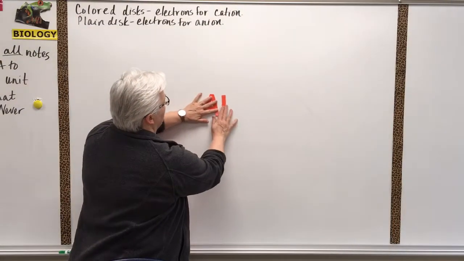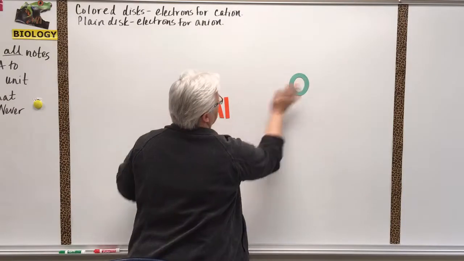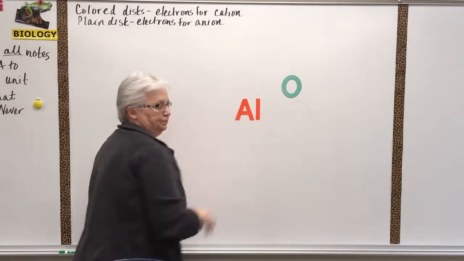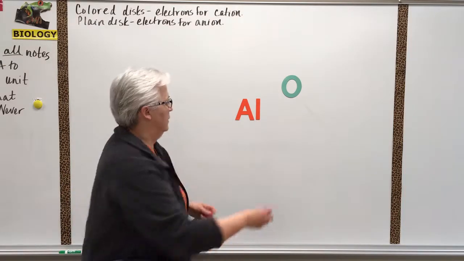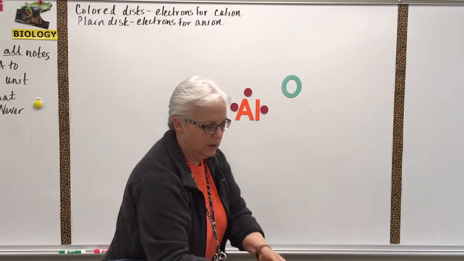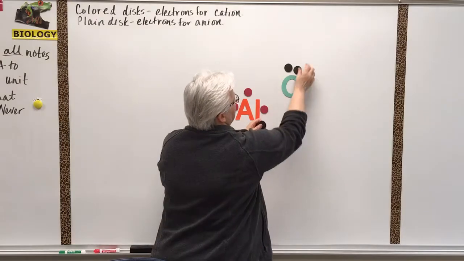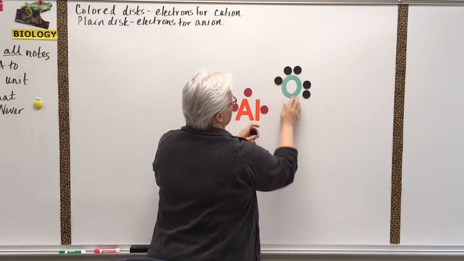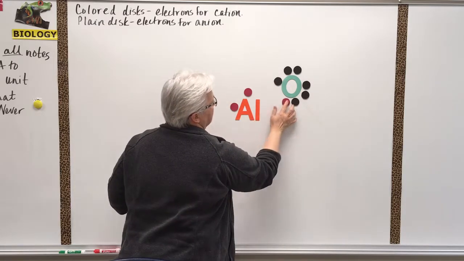Grab your aluminum card and grab your oxygen card. I'm going to move these over here a bit. Aluminum and oxygen. Aluminum has how many valence electrons? 3, right? Get 3 around it. Oxygen, group 16, 6 valence electrons. Here we go. So you can see what's going to happen.